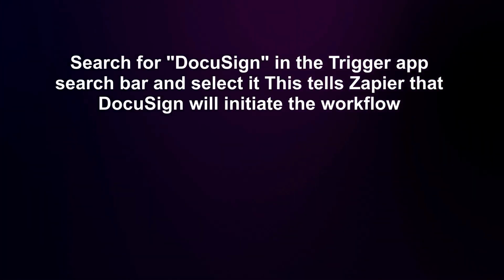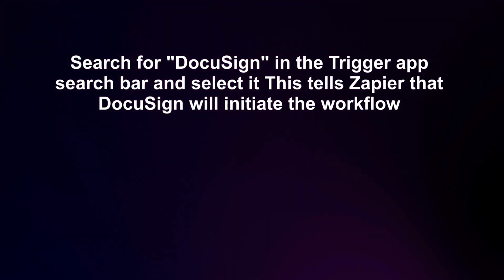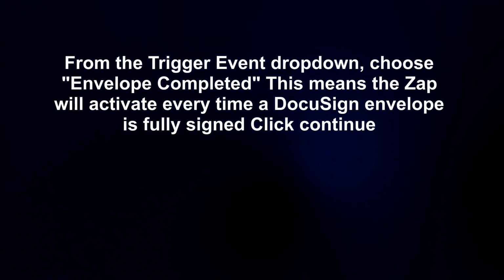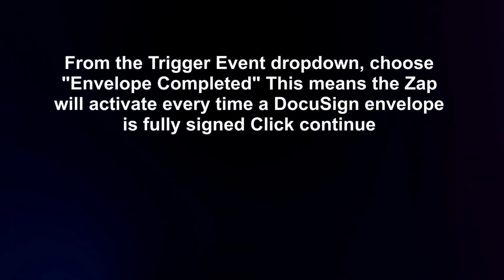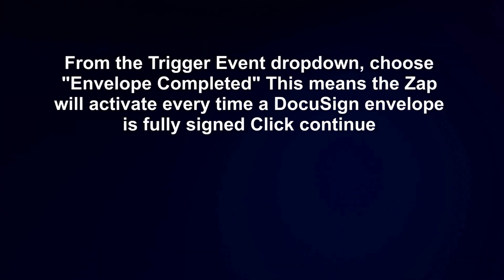Search for Docusign in the Trigger app search bar and select it. This tells Zapier that Docusign will initiate the workflow. From the Trigger event drop-down, choose Envelope Completed. This means the Zap will activate every time a Docusign envelope is fully signed.